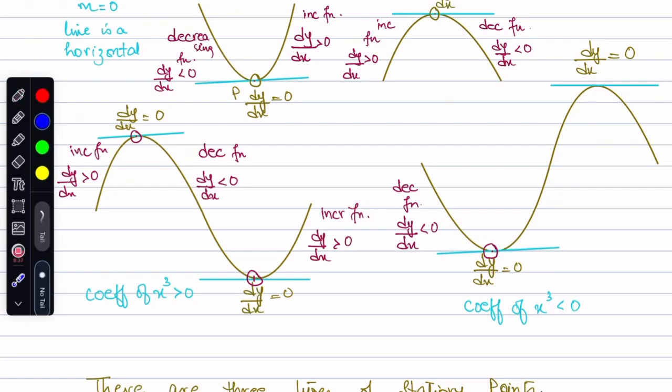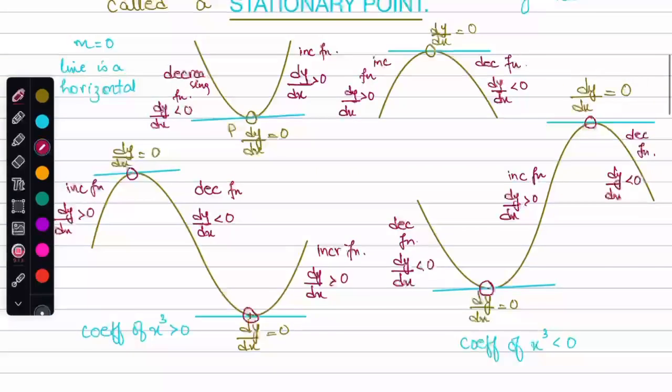And between the two stationary points, I can see that the function is increasing, and here our gradient dy by dx needs to be greater than 0. And then after the stationary point here, again the function is decreasing. Therefore on this side the gradient value needs to be less than 0. So this is what happens when we have stationary points.